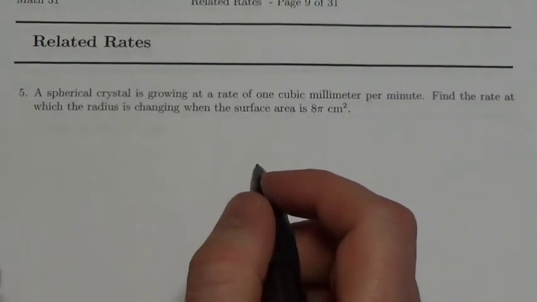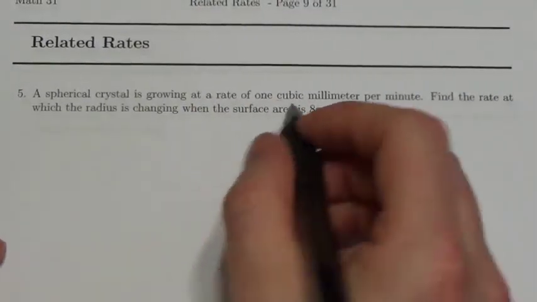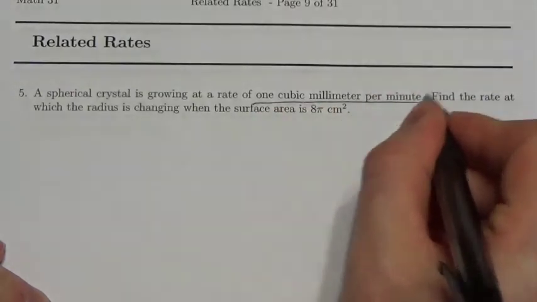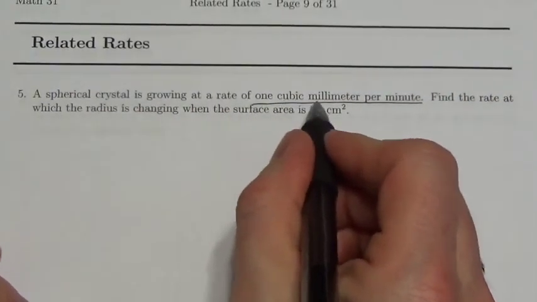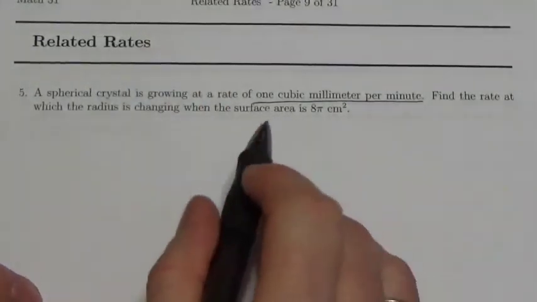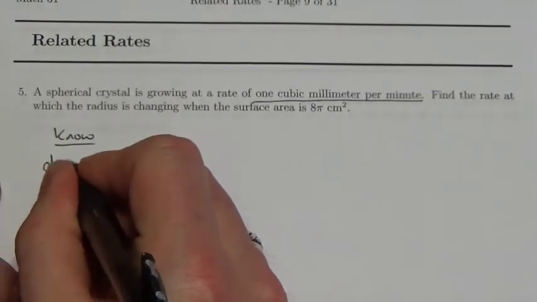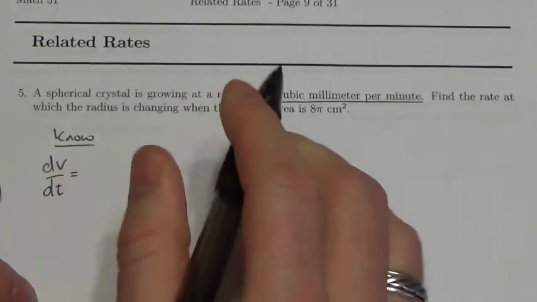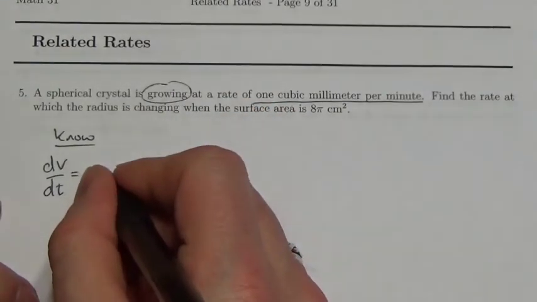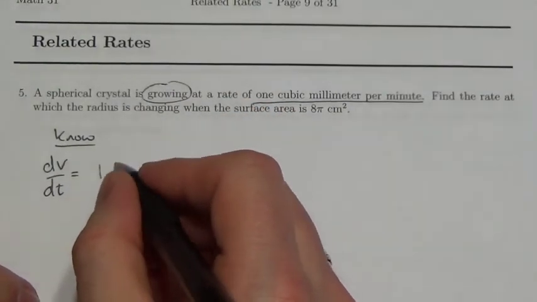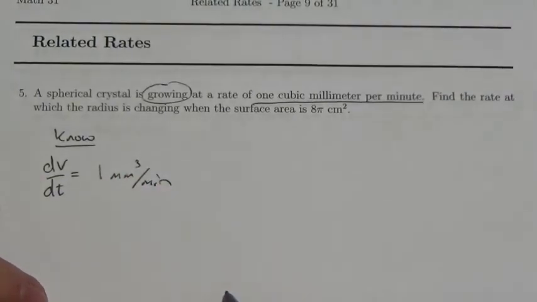Okay, another question related to spheres. A spherical crystal is growing at a rate of 1 cubic millimeter per minute. Now that's a volume rate right there. So what do we know? We know that dV by dt is going to equal a positive 1 cubic millimeter per minute, because it's growing.